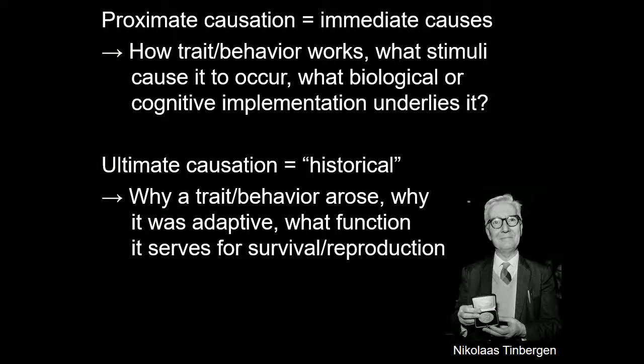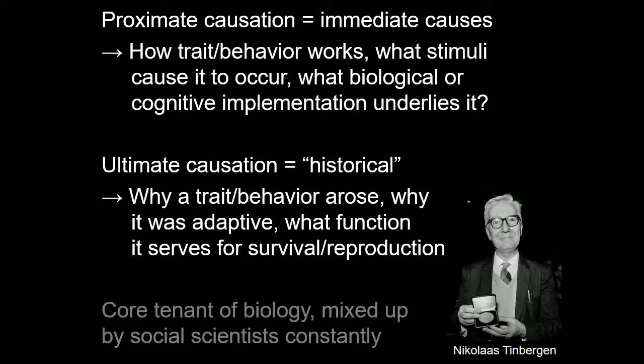And this distinction between proximate causes and ultimate causes is a core central tenet of evolutionary biology, but it is constantly mixed up in the social sciences and in discussions of human behavior. And so my goal for the rest of this lecture is to make clear this distinction between proximate causation and ultimate causation, so that for the rest of this class, as we're mostly focusing on ultimate causation, we're keeping in mind that this is different from the proximate psychological causes of the behavior.